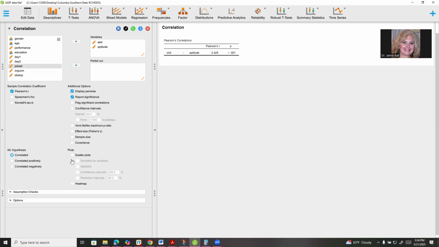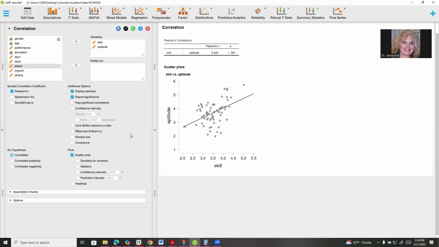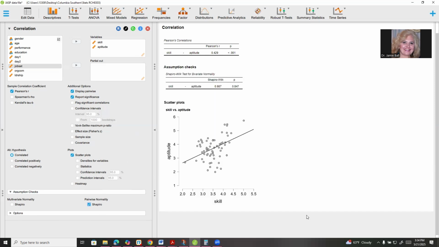And I'm going to select a scatter plot because I know that there is an assumption of linearity with a Pearson R. Here's where I'm going to order my assumption checks. Now, if I had more than two variables, I'd select multivariate normality, but I'm just going to select pairwise because I just have two variables. Okay, and you can see the results of everything.